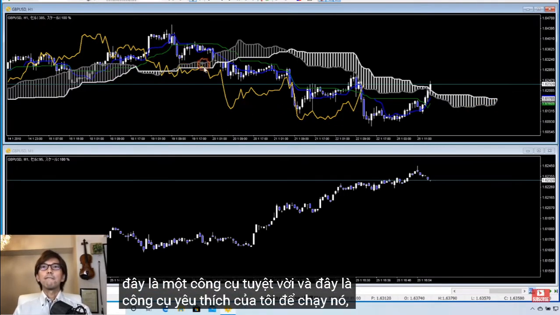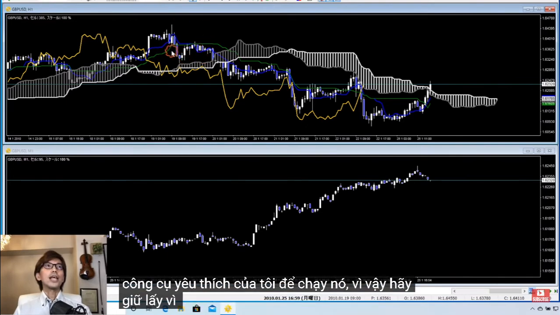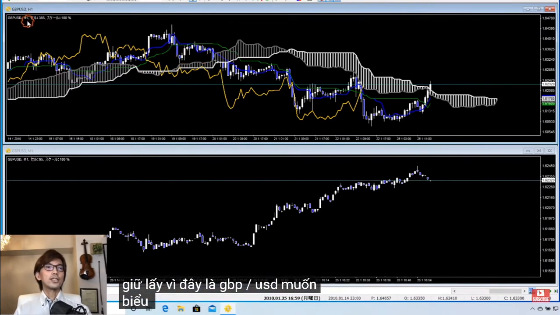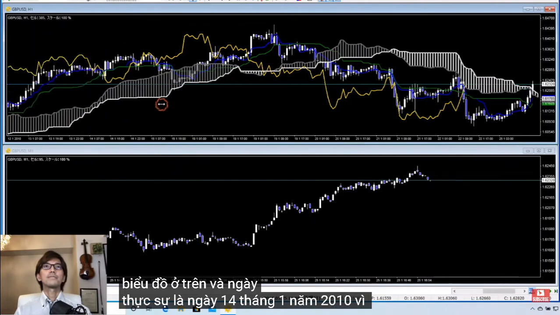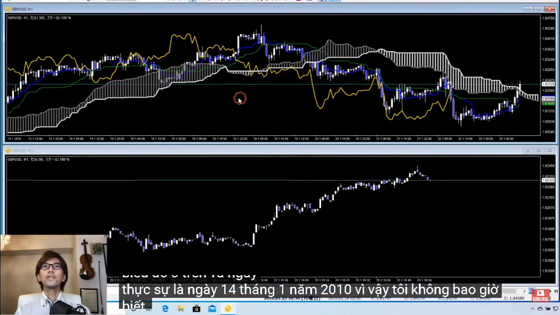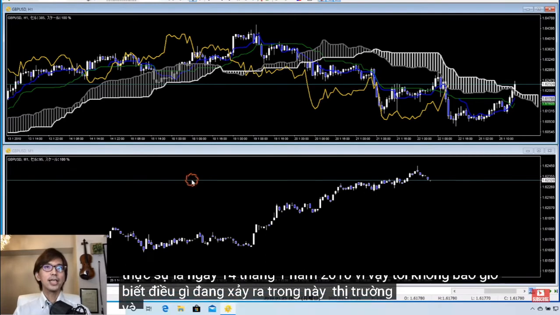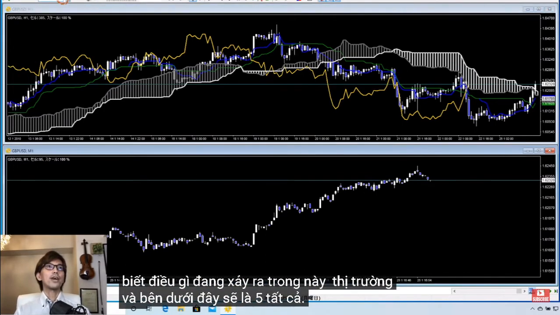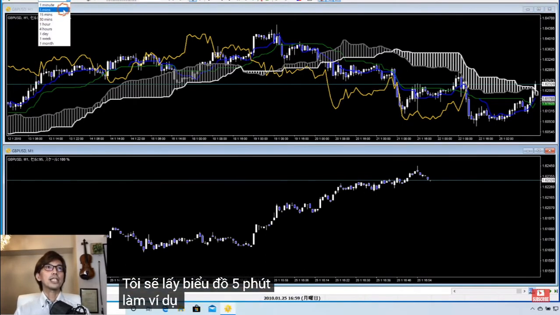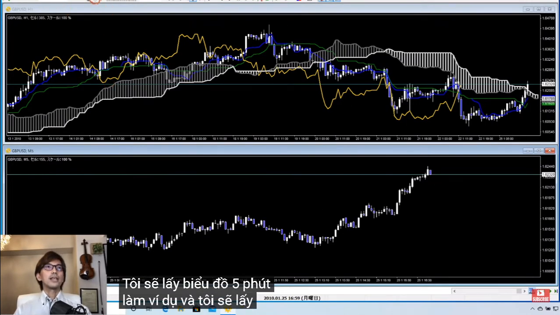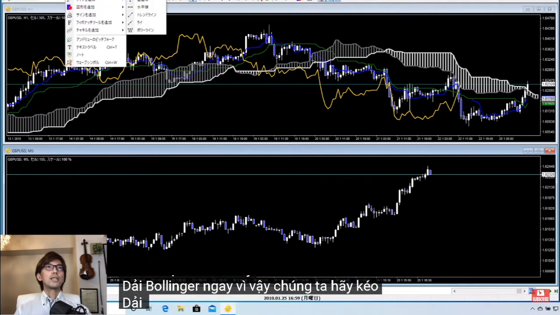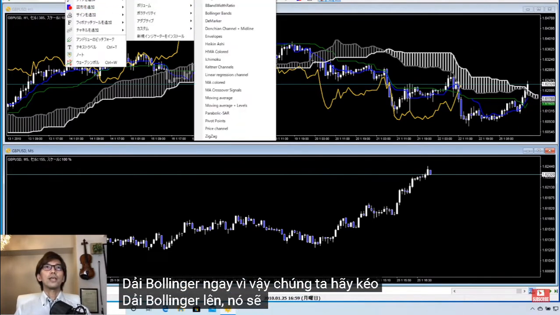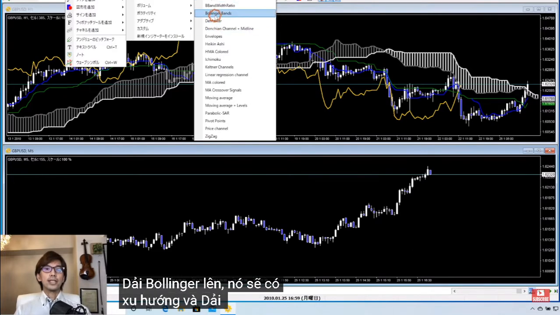So, alright, hold on. This is the GBPUSD 1 hour chart up above, and the date is actually January 14th, 2010. So I never know what was happening in this market, and below here is going to be the 5-minute chart. I will take the 5-minute chart just as an example, and I will take the Bollinger Bands. So let's pull up the Bollinger Bands. It will be under Trend, Bollinger Bands.